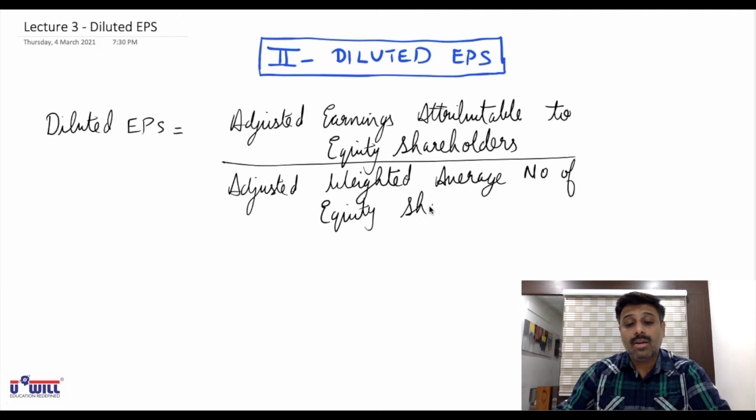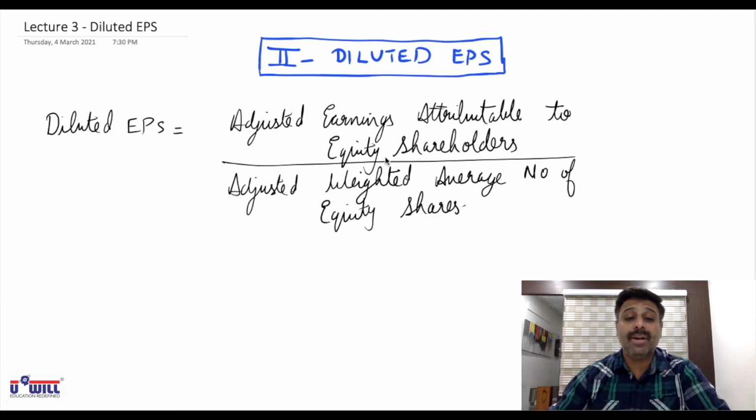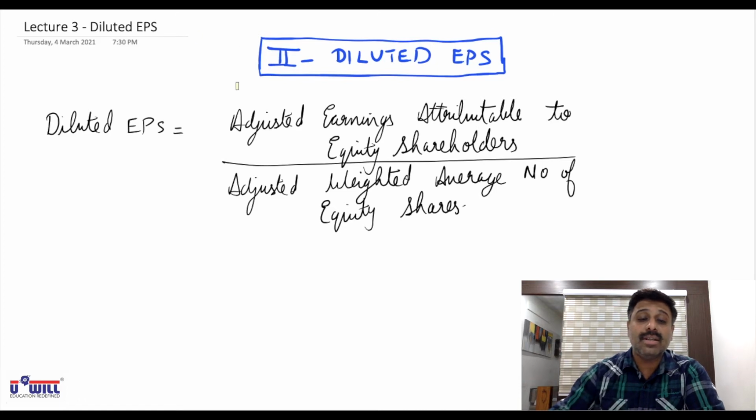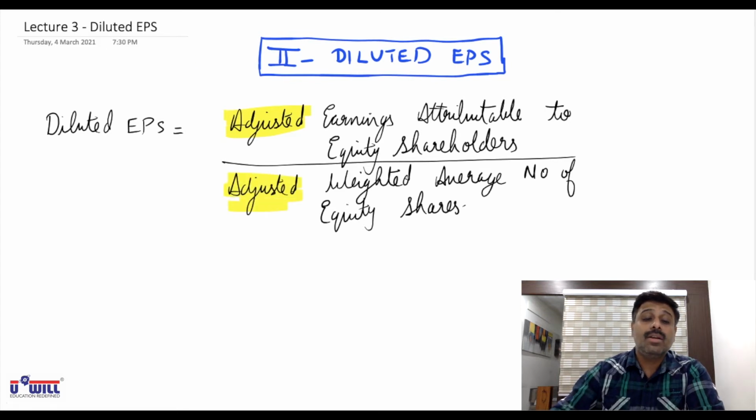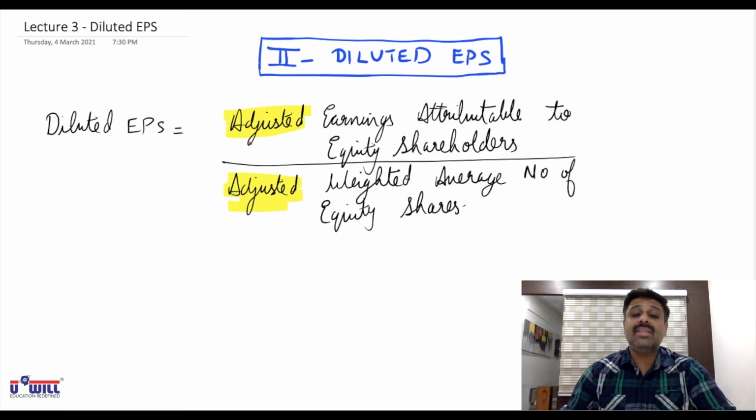Now, what difference do you find in the formula compared to the previous formula of basic EPS? In basic EPS, the formula was simply profits attributable to equity shareholders. Here, what is the extra thing you find? Adjusted. In the same way, it was divided by weighted average number of equity shares. What is the extra thing you find over here? Adjusted. So what is this adjusted concept? We take it one by one, considering if there are convertible debentures and convertible preference shares. How to find these adjusted amounts? We take them one by one, and then we understand those with practical questions also.